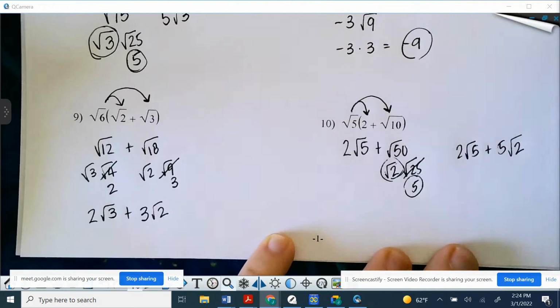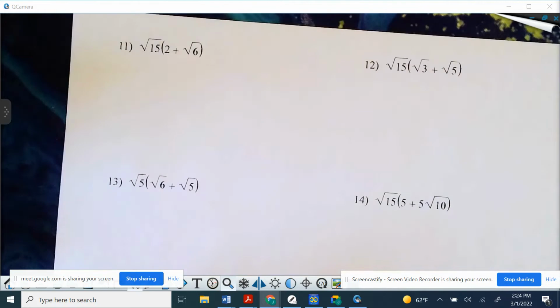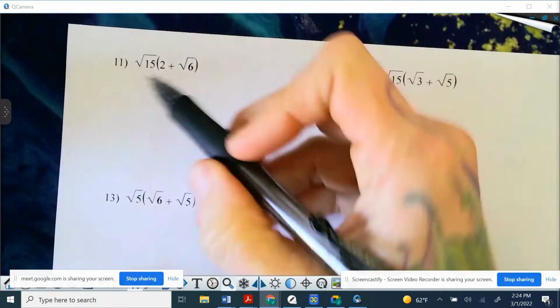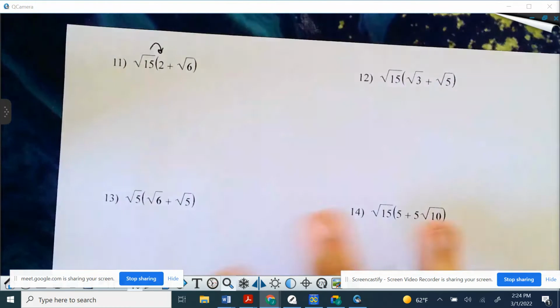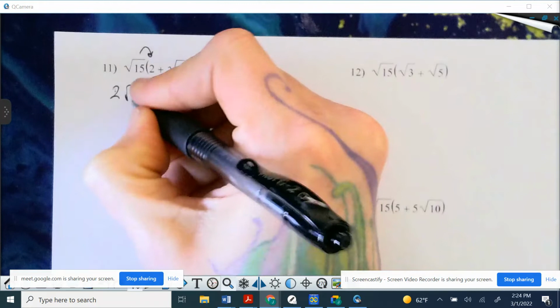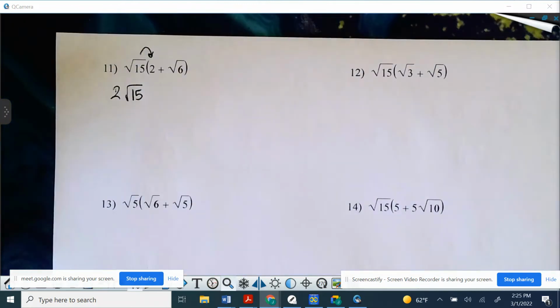Let's see what else I got. And then, so 15 times the square root of 15 times 2. You can't combine them, so you're just going to rewrite it. 2 square roots of 15. And that's all, as far as you can go with that guy for right now, because 3 and 5 won't get any better. There's not like a perfect root from 15.